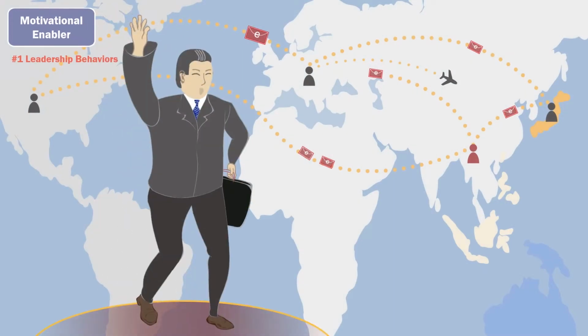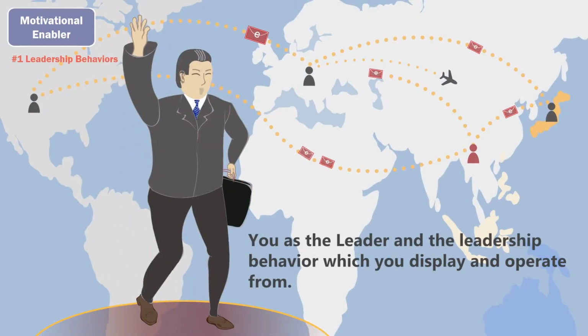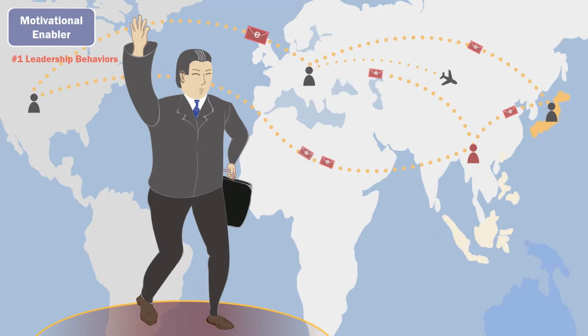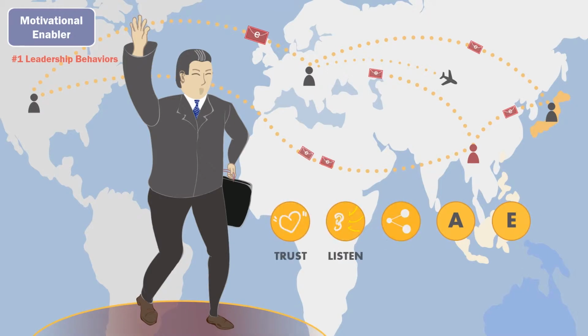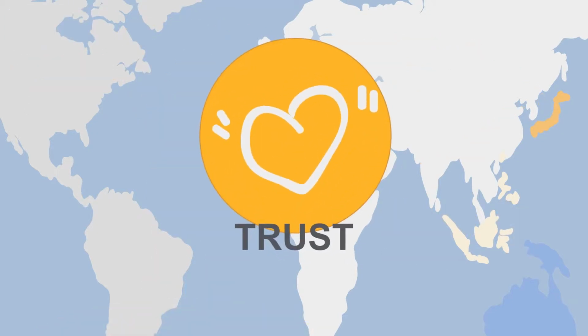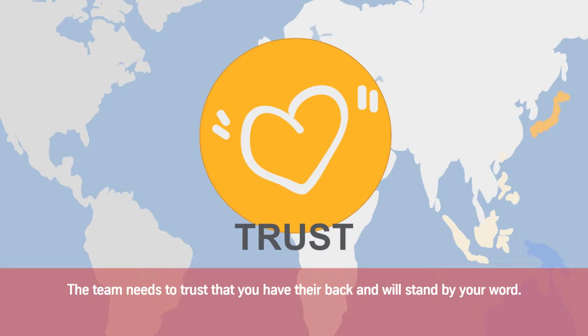Number 1 in this first cluster is you as the leader and the leadership behaviour which you display and operate from. Your team want a leader that embodies all 5 of these. Simply stated, the behaviours are TLSAE: trust, listen, share, accept, and enable. For trust, the team needs to trust that you have their back and will stand by your word. In turn, you need to demonstrate that you trust the team and that they're working with, not against you.